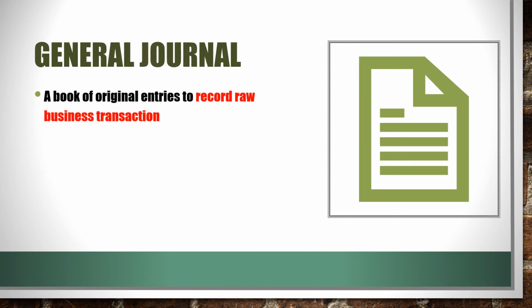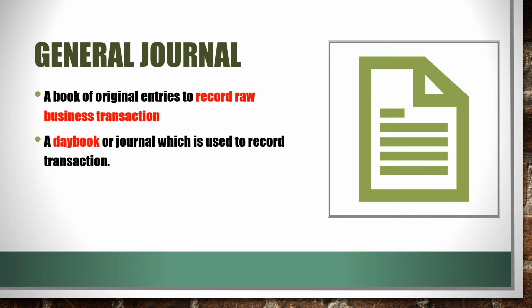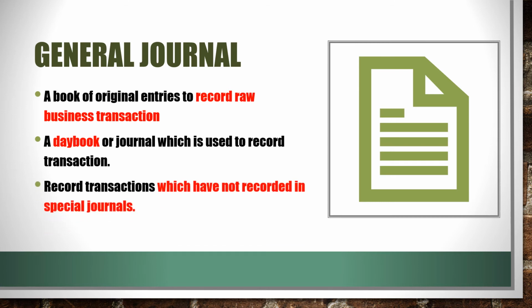Next, what is General Journal? It is a book of original entries to record raw business transactions. It is also a daybook or journal which is used to record transactions. It is used to record transactions which have not been recorded in special journals.